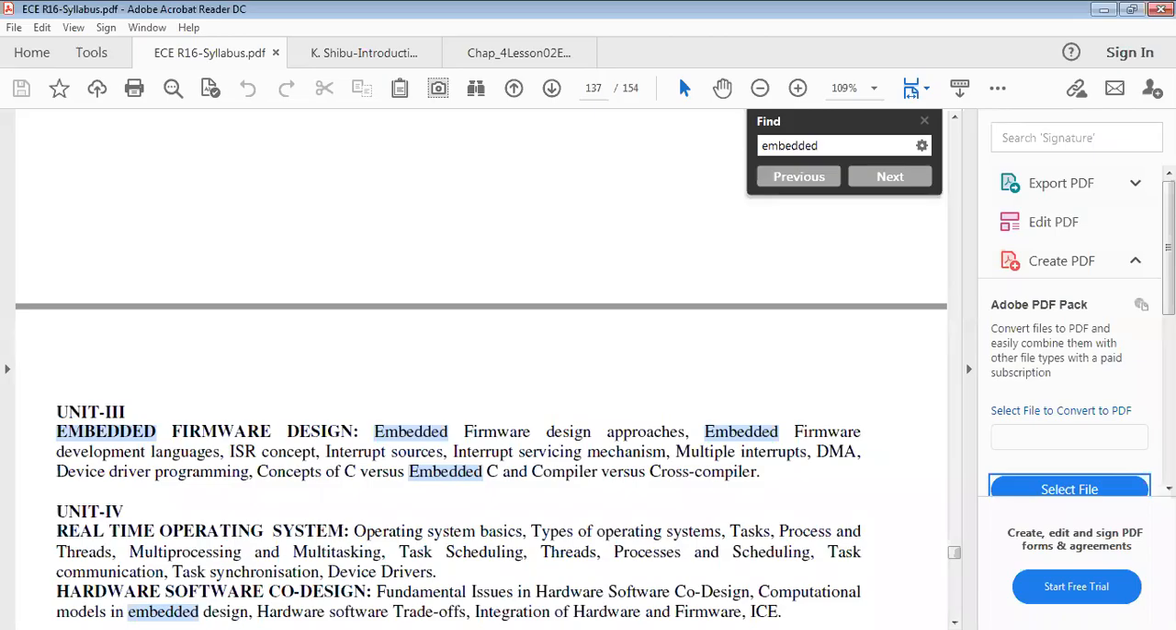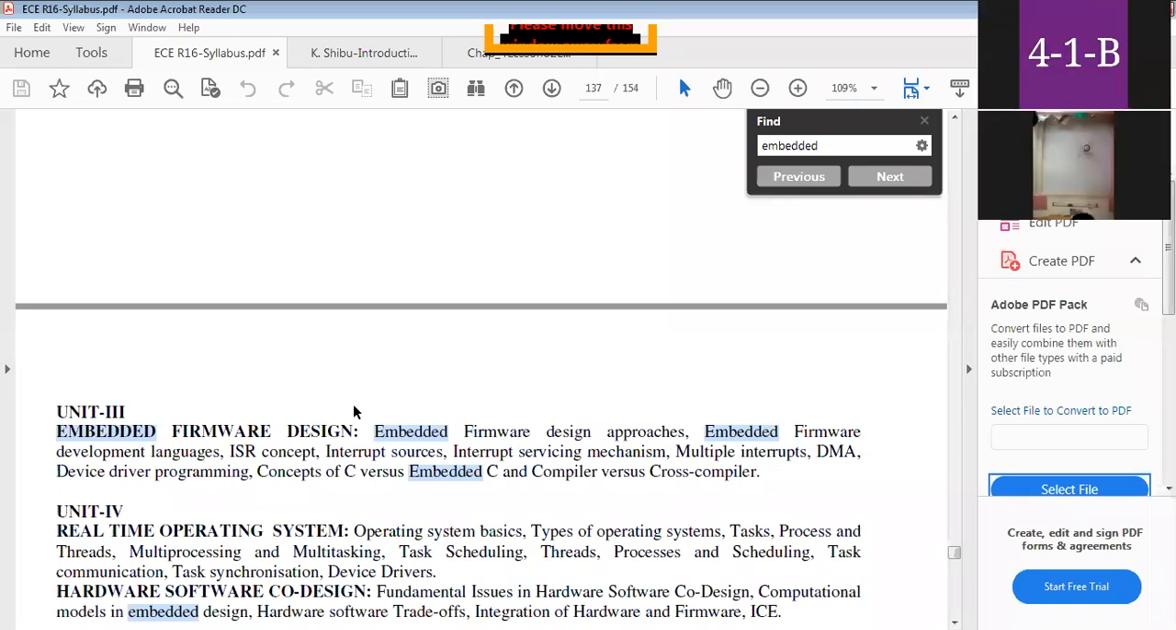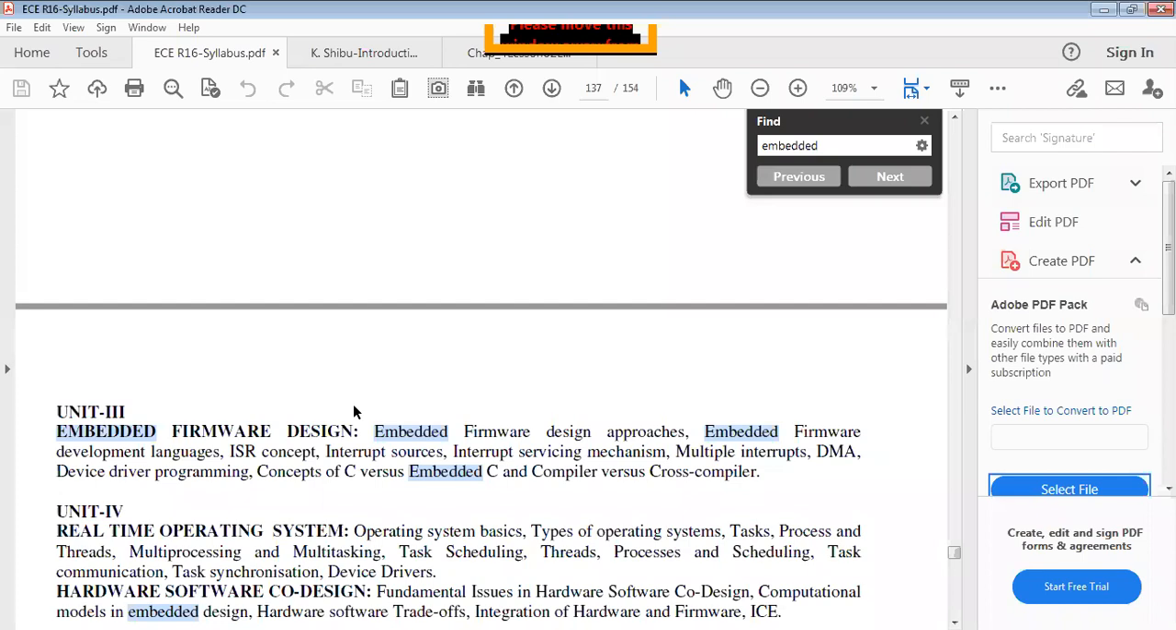Good afternoon, guys. Today's topic is interrupts. What we learned in the last two classes, we discussed embedded firmware design approaches.